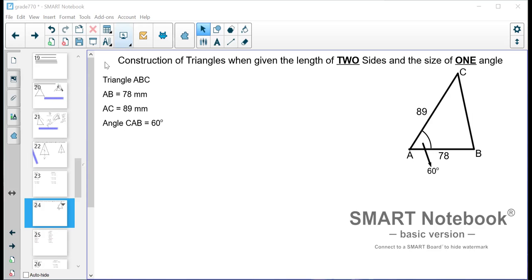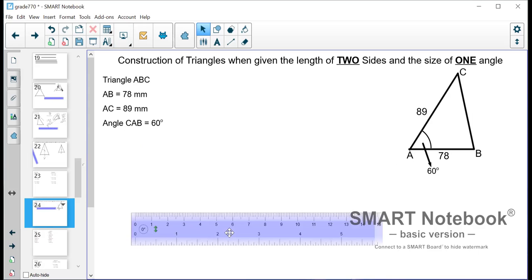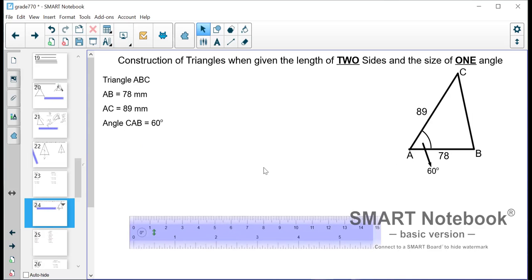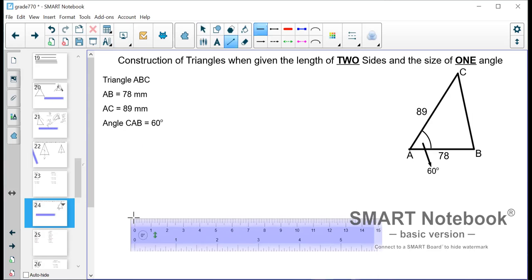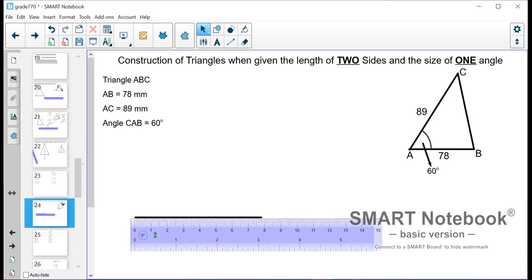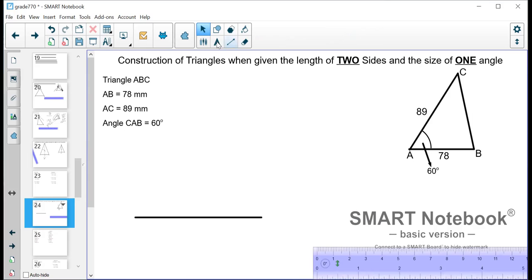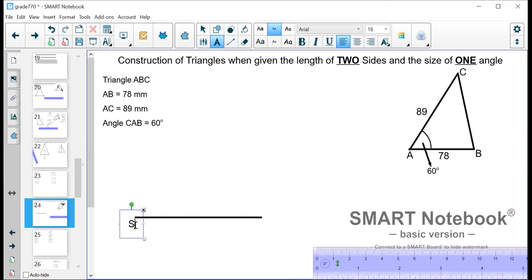And of course, as usual, step one, we start by drawing the base. So the base here is given as 78. So we draw the line 78 millimeters long. So that would be 70, 75, then 76, 77, 78. We draw that line 78 millimeters long. And of course, we need to label. We must always label.